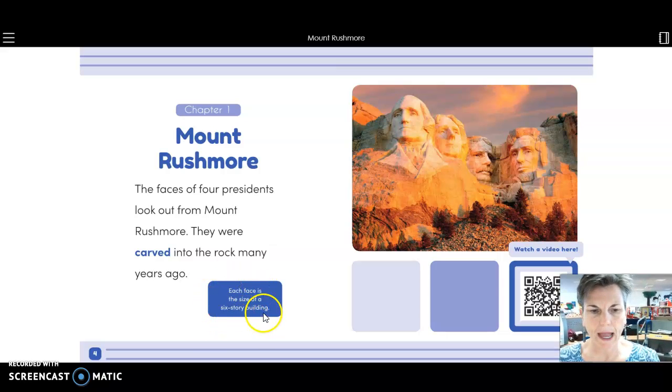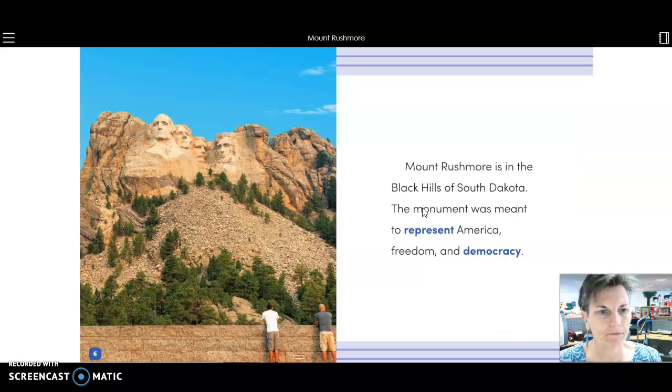And the caption for this picture says, each face is the size of a 6-story building. So, and I read in another book that each one of the president's heads is 60 feet tall. Holy mackerel. That is very big. Okay? Mount Rushmore is in the Black Hills of South Dakota. The monument was meant to represent America, freedom, and democracy.